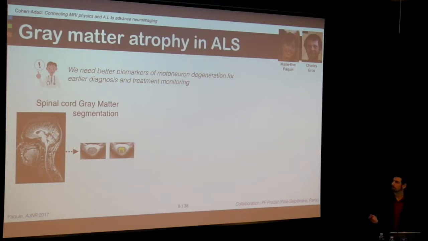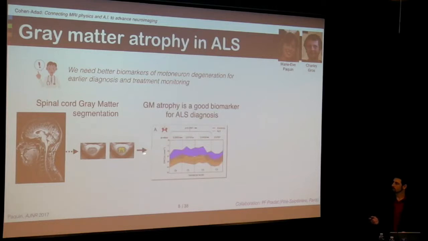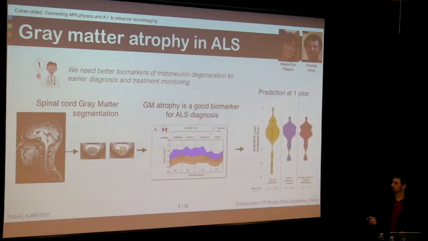So when we talk about neuron degeneration, we are interested in looking at the gray matter, because the gray matter is where the neuronal cells are. We've shown in a study that by looking at the gray matter, which is the little butterfly that you see inside the spinal cord, if we are able to segment this gray matter, then we have a much better predictor to differentiate ALS patients from normal healthy controls. This kind of biomarker, based only on the segmentation, is also helpful to predict the outcome of the disease after 1 year. So that's a good application for deep learning.